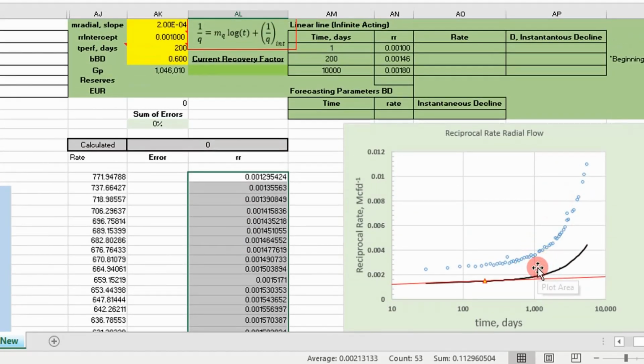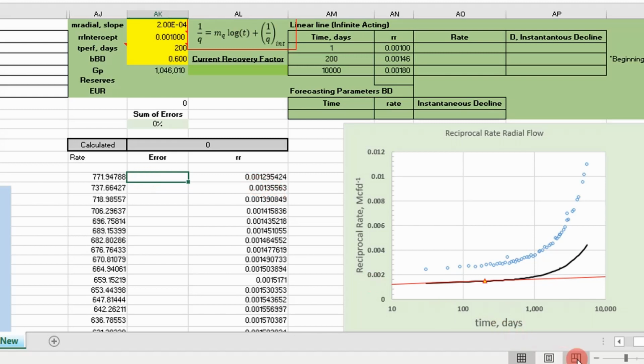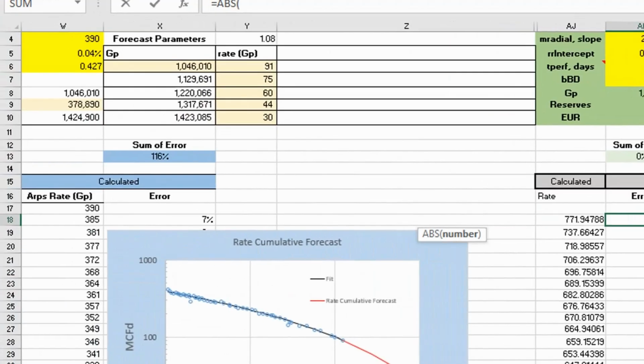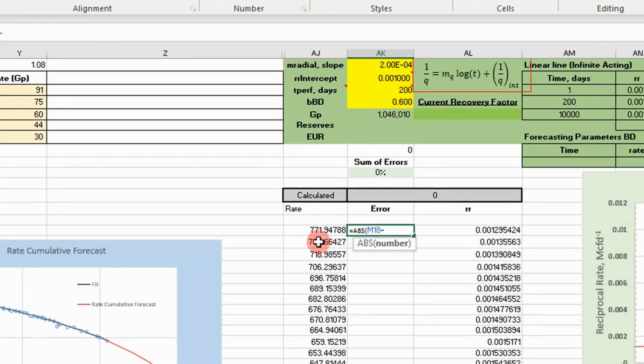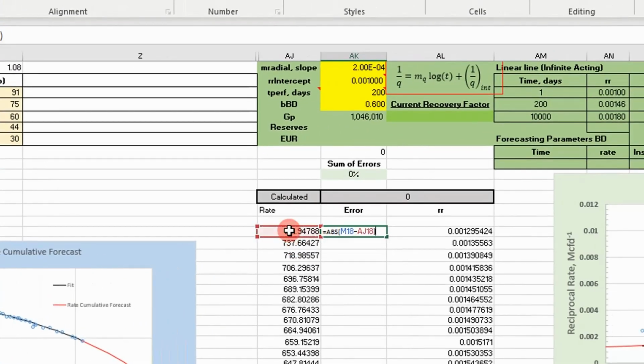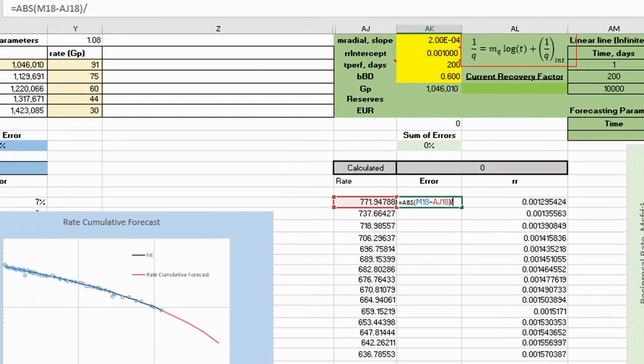Okay, so the next step we want to do is calculate our relative percent error between our theoretical and our actual. So this is going to be the absolute value, the same stuff we've done previously, of our actual rate minus our theoretical rate, divided by our actual rate.